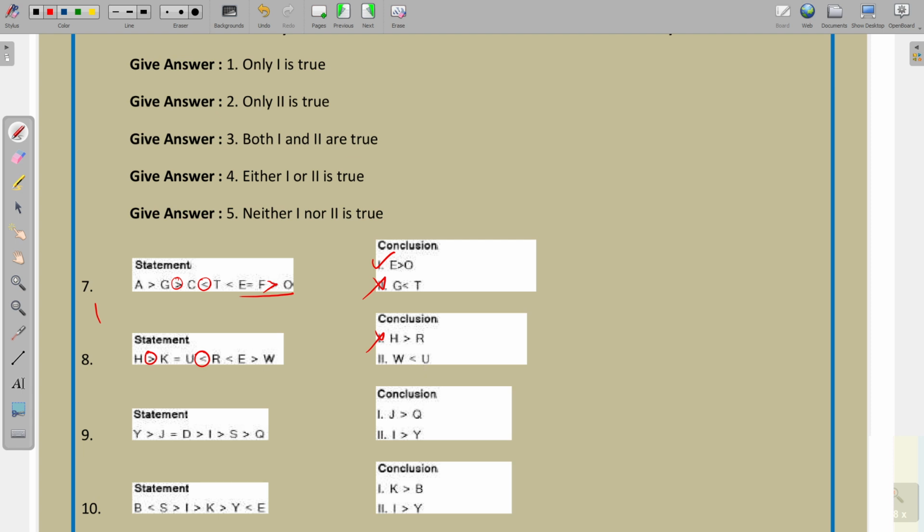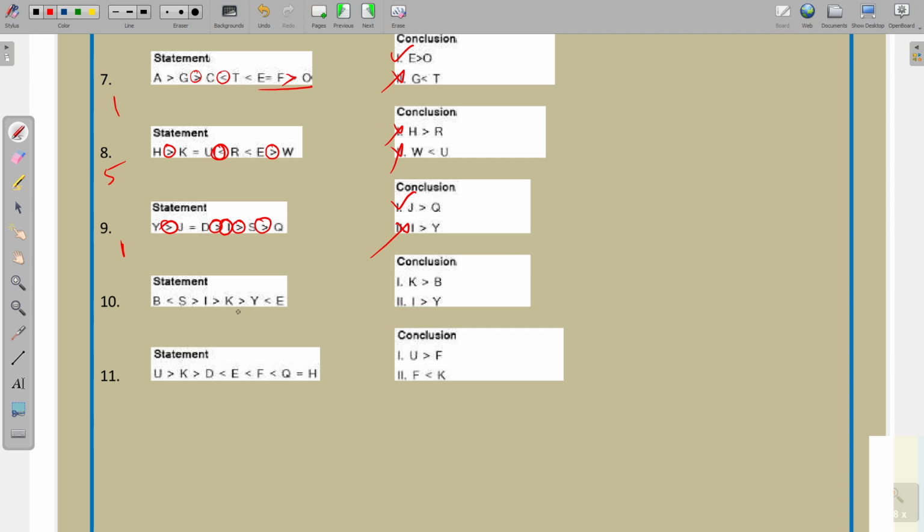W less than U. So W here and U here, so both are different and opposite signs are there. Option 5, neither 1 nor 2 follows. Next, the 9th one. J greater than Q. J here and Q here, so all are greater than signs. The first one is correct. I greater than Y. I here and Y here. So I greater than Y definitely does not follow. Here we have greater than, but we need to find the reverse order. So this one is not correct. Only one is correct. Next, question number 10.